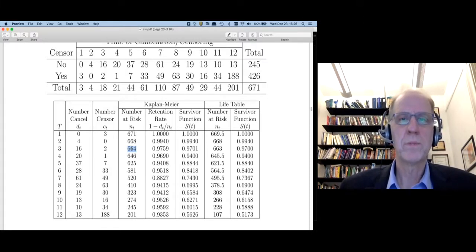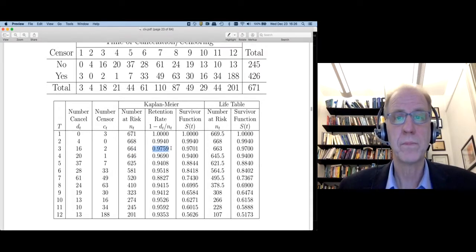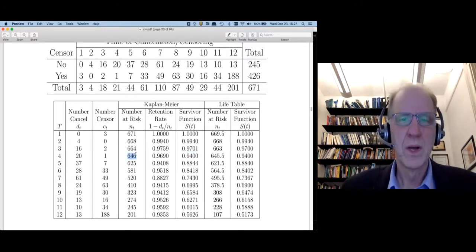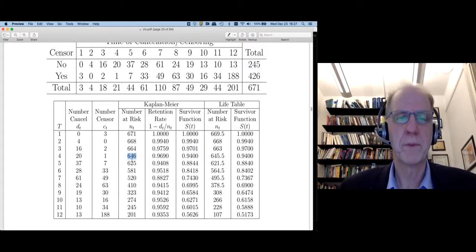So what is my new retention rate? It's going to be 16 divided by this, so 1 minus 16 over 664 gives me this number. Where does the survival function come from? Take the previous value of the survival function times the current retention rate, and I get 0.9701. And we can keep going. So where does 646 come from? I had 16 cancels plus 2 censored, that's 18. If I take 664 minus those 18, I get 646.